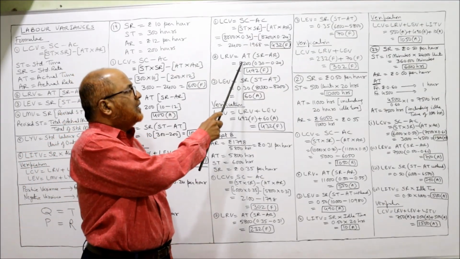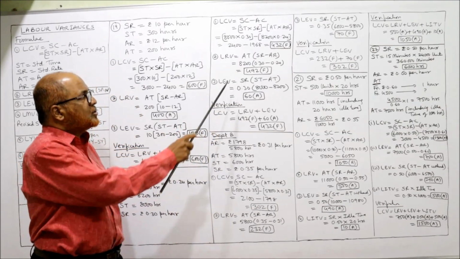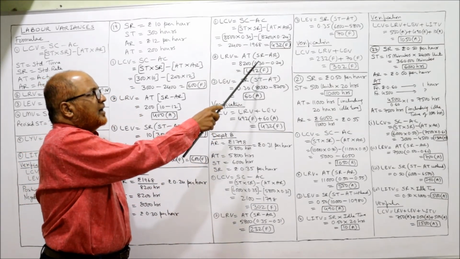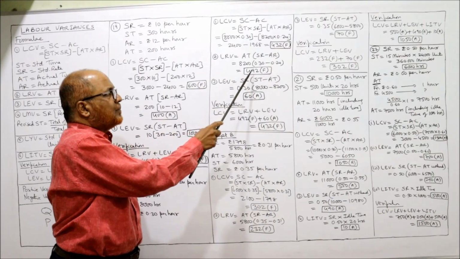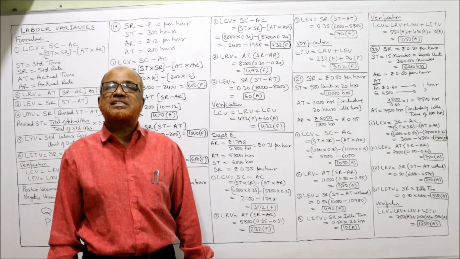Now LRV, labor rate variance. So actual time into standard rate minus actual rate. So actual time already we got in 8400, 8200. Standard rate 30 paisa, actual rate 24 paisa. 492 favorable.